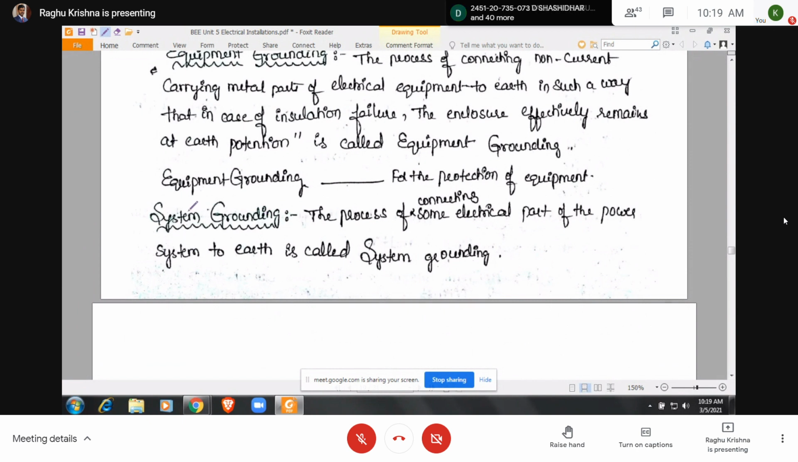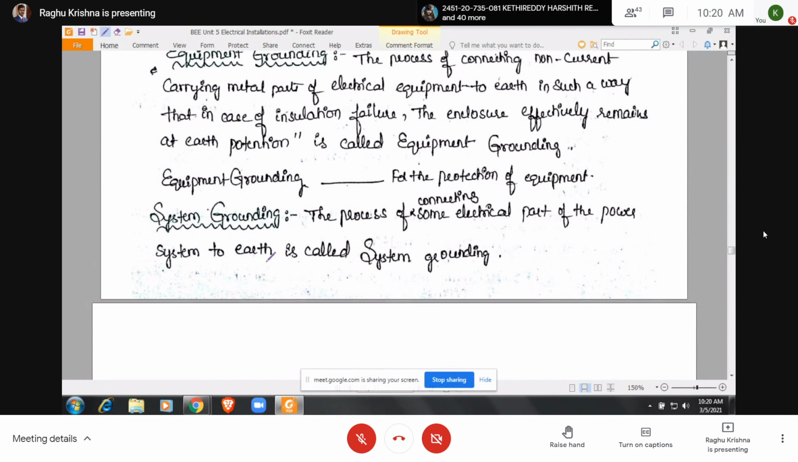Next, coming to system grounding. In the power system, if you take a star delta transformer, the neutral will be grounded in order to protect the equipment. Here we can reduce the over voltages. System grounding means the process of connecting some electrical part of the power system to earth.